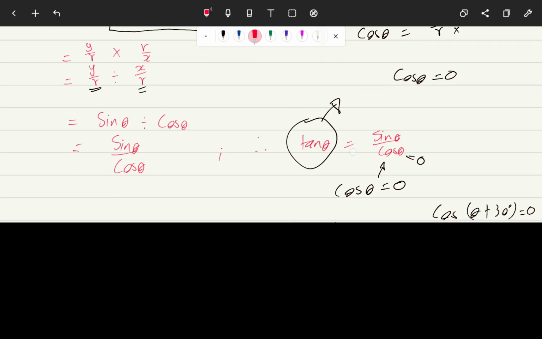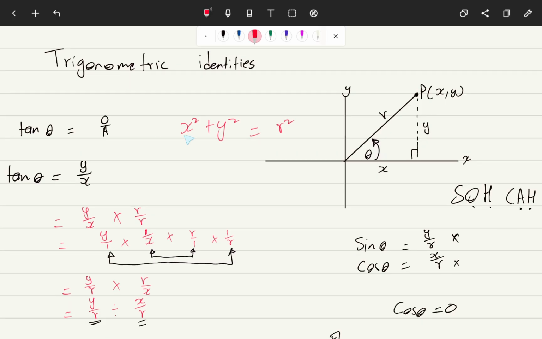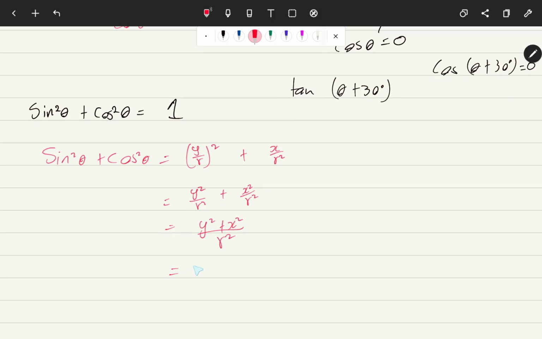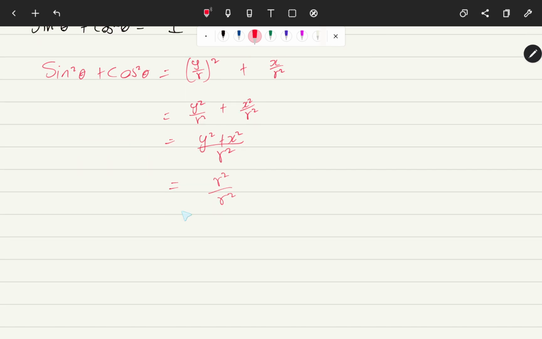So we go back and see that x squared and y squared added together give you r squared. So we come back to our working and say, therefore here we have r squared over r squared, which is 1, right? So we have proven it.